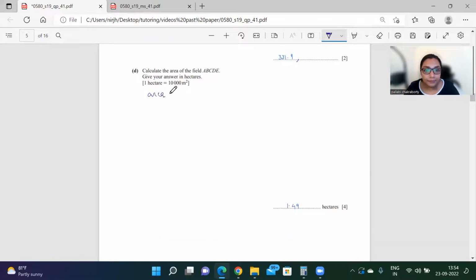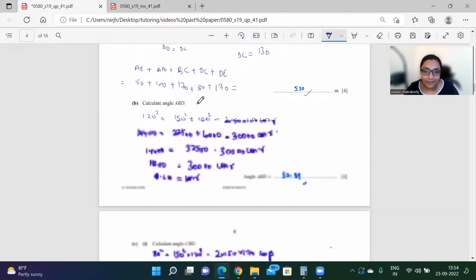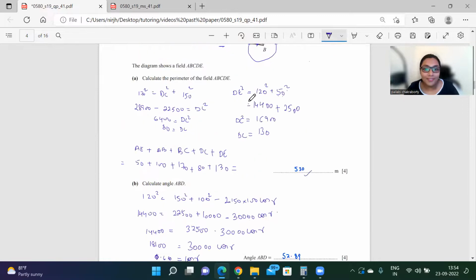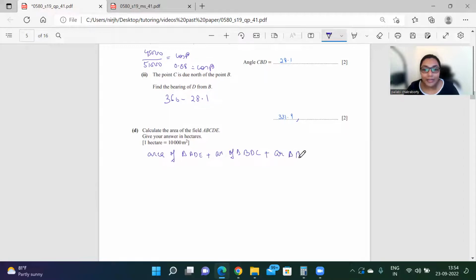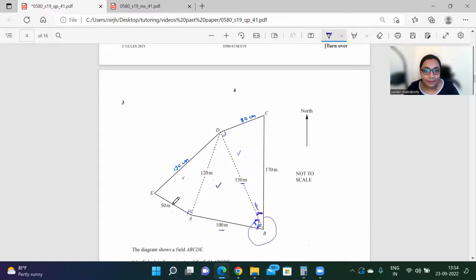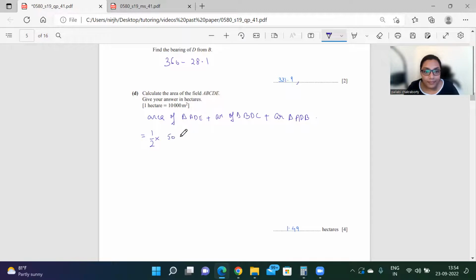So area of triangle ADE plus, there are 3 triangles here, area of triangle BDC, and then you have the third one, the tricky one, which is ADB, right? So plus area of triangle ADB. Now area of triangle ADE will be half times 50 times 120, right? So half times 50 times 120 is your area of triangle ADE.